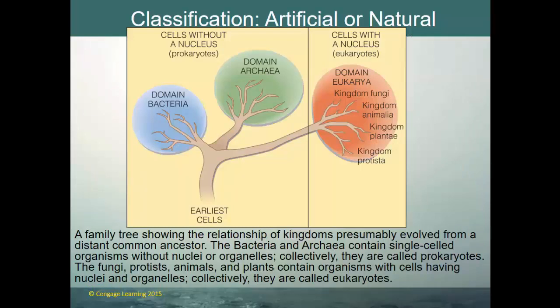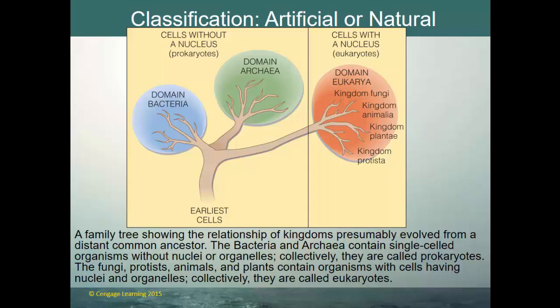So here we have our kingdoms. We have the bacteria, the archaea, then the eukarya: the animals, the plants, and the protista. This is a family tree showing the relationships of kingdoms presumably evolved from a distant common ancestor. The earliest cells developed into bacteria, and then archaea, and then eukarya or eukaryotes, which are multi-cell, and that developed into the animal and plant kingdoms, and also protista as well.